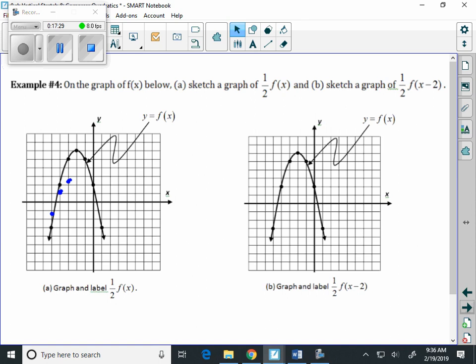Our vertex is up here at 6. Half of 6 is 3. The point 1, 5. We're taking the y value, 5 times 1/2, to get 2.5. Our y-intercept, which is 0, 2. 2 times 1/2 is 1. And the last point on here is 1, -3. Well, half of -3 is -1 and 1/2.